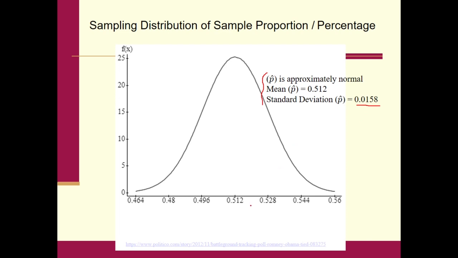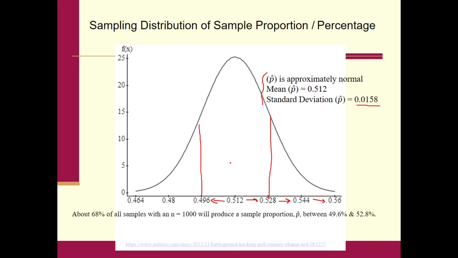I put in the computer 0.0158 for the standard deviation, and it took it out to 3 decimal places. So there's 1 standard deviation, there's 2 standard deviations, there's 3 standard deviations, and so on and so forth, and 1 standard deviation in the negative direction, and so on. So we draw a line here, we draw a line here. What percentage of all samples will produce a P hat between those two values? Hopefully you say, about 68% of all samples of size 1,000 will produce a P hat between these two values here.